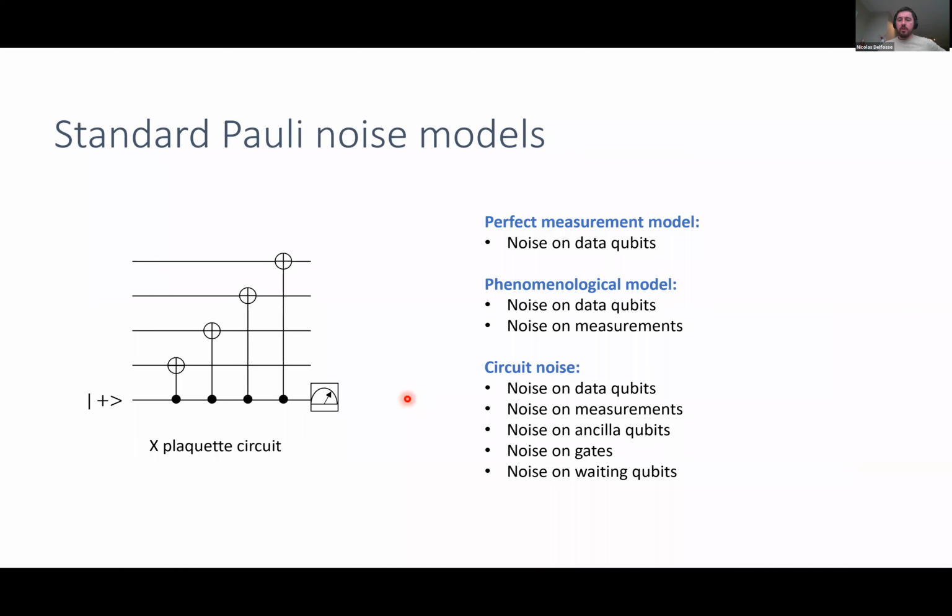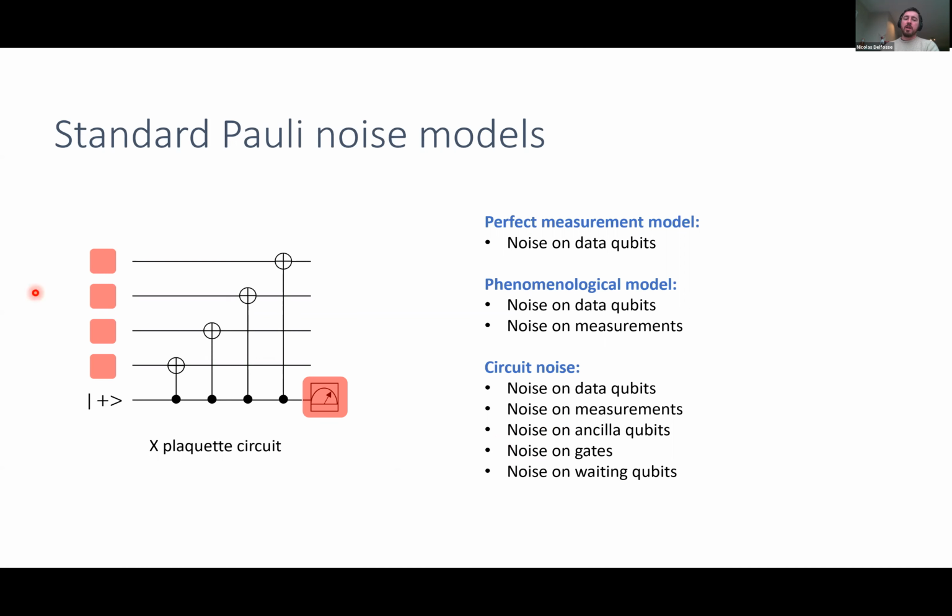And what kind of noise do we put in this circuit? We consider 3 standard noise models. The first model that we will ignore later because it's too simple is the perfect measurement model, where there is only noise on the data qubits. The ancilla is perfect, the measurement is perfect, the gates are perfect. But it's a bit too simple. If there is no noise in measurement, how can we have soft noise? So the second model is phenomenological.